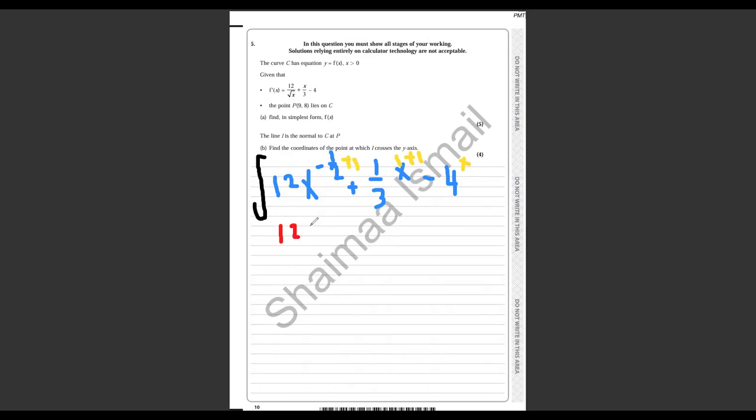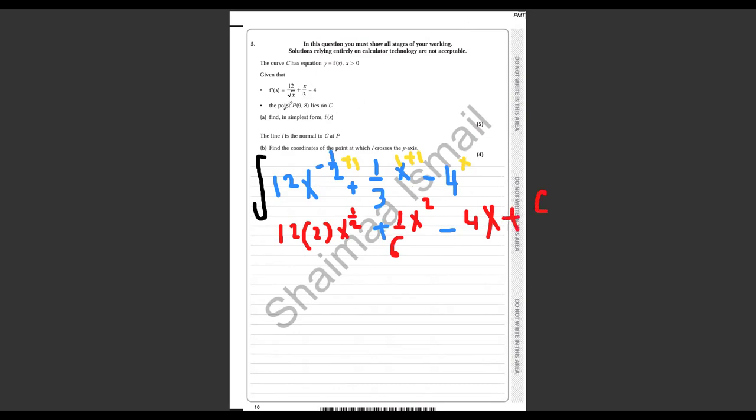So it is 12 multiplying by 2, x to the power half. Plus, here the third term has power 2, and we have to divide it by 2, so it will be 1 over 6 x squared, then minus 4x, and it's not limited, so sure we have plus c.